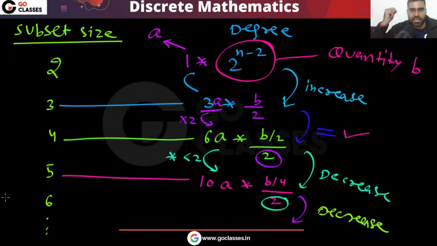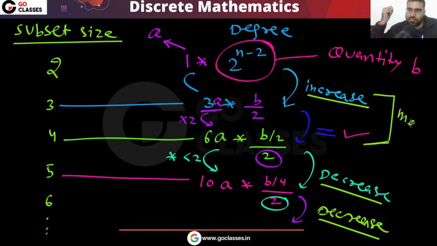So tell me where did you get maximum? You are decreasing. So you got maximum here. This increase happened and this equaled. Here you got the maximum.